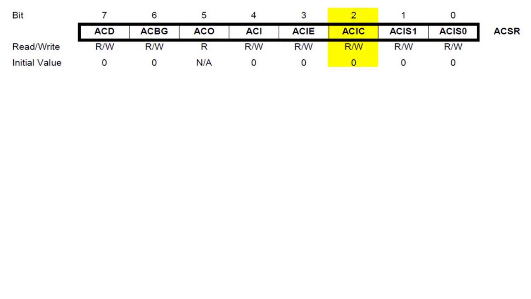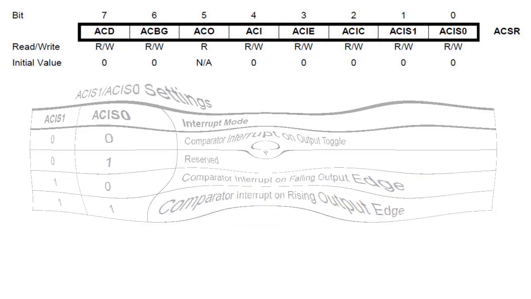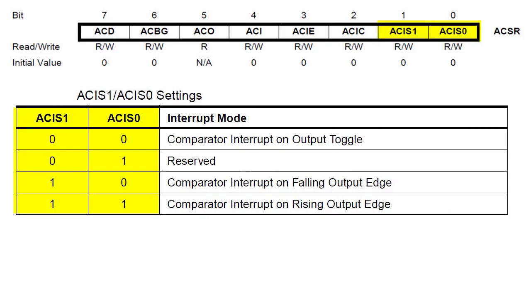When written logic 1, this bit enables the input capture function in Timer/Counter1 to be triggered by the analog comparator. These bits determine which comparator events trigger the analog comparator interrupt.